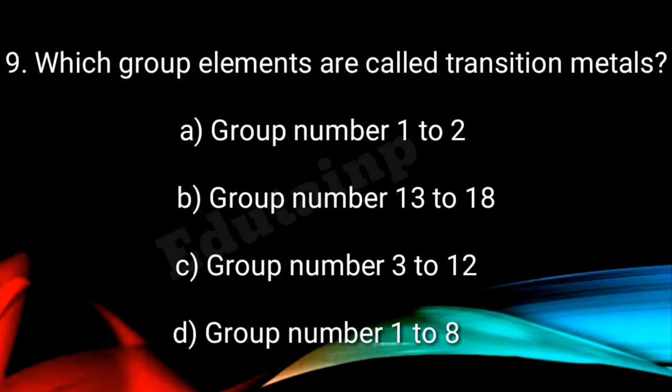Which group elements are called transition metals? Option A: group number 1 to 2. Option B: group number 13 to 18. Option C: group number 3 to 12. Option D: group number 1 to 8.